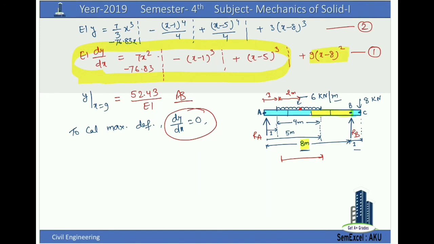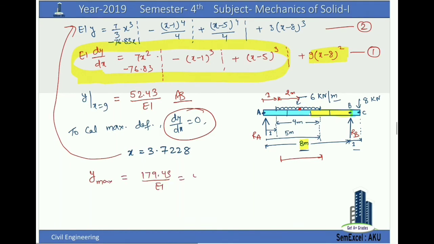If you do so, you will get x is equal to 3.7228, and again put that value of x in equation 2 to get the maximum deflection. So y max will be equal to 179.43 by EI. Put the value of E and I and you will get the required answer.